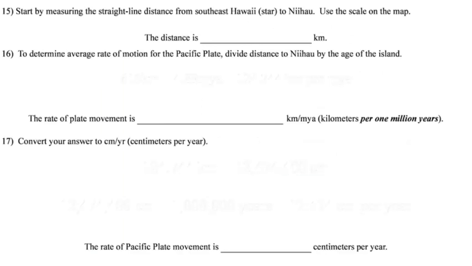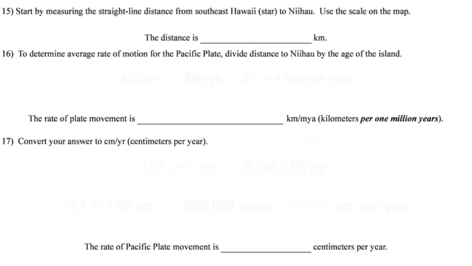Next up, we're going to take that distance and divide it by the age of the island. The age of the island, as it says in the instructions, is 4.89 million years old. So the distance, 610 kilometers, divided by the age, 4.89 million years, will give you the answer that you should see there in the blank for the rate of plate movement: blank kilometers per 1 million years.